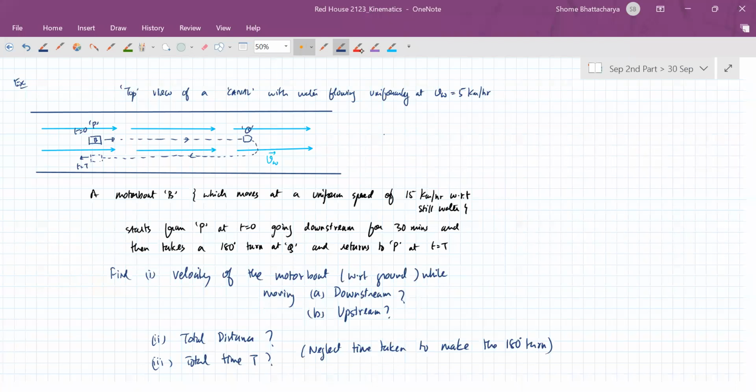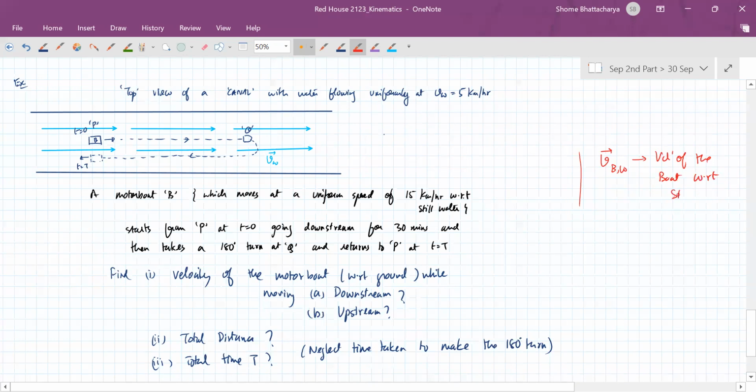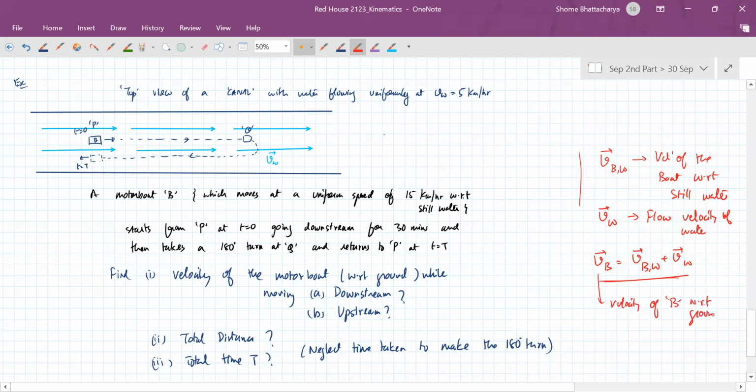Okay, so this is again that type of question where we'll use this concept that this is the velocity of the boat with respect to still water. Okay. And this is the flow velocity of the water. So the velocity of the boat with respect to ground frame will become this relative velocity with respect to still water plus this. So just use this concept here, and it's a one-dimensional application of this, so it's quite easy in comparison.